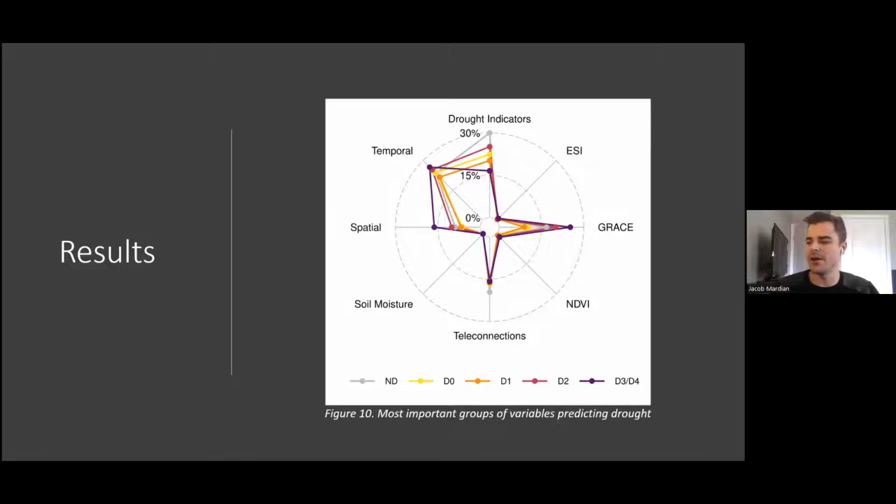So this is a monitoring framework, so we only use historical data at any given time, just like the Drought Monitor does. Okay. Yeah.